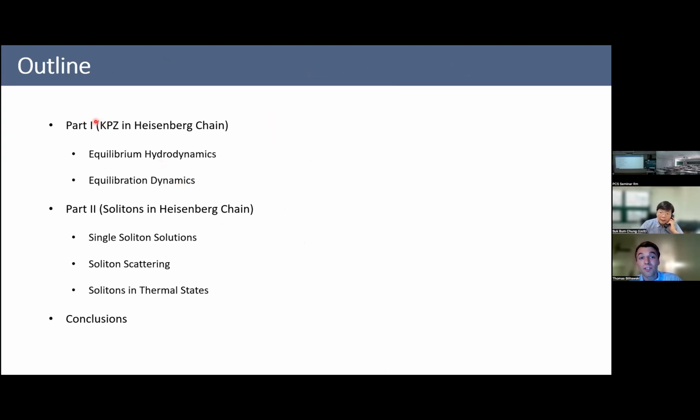So in the first part, I will show that this anomalous universality class actually occurs in the believed to be fully non-integrable Heisenberg chain, both in the equilibrium hydrodynamics as well as in equilibration dynamics. In the second part, I will show that not only does it have anomalous scaling, actually there are lots of single and two-soliton solutions of the Heisenberg chain that people didn't know existed, as well as establishing that thermal states can really be understood to some degree as being composed of well-conserved solitons that scatter ballistically, which then explains why the Heisenberg chain could show KPZ scaling, because we have well-defined solitons in this system.